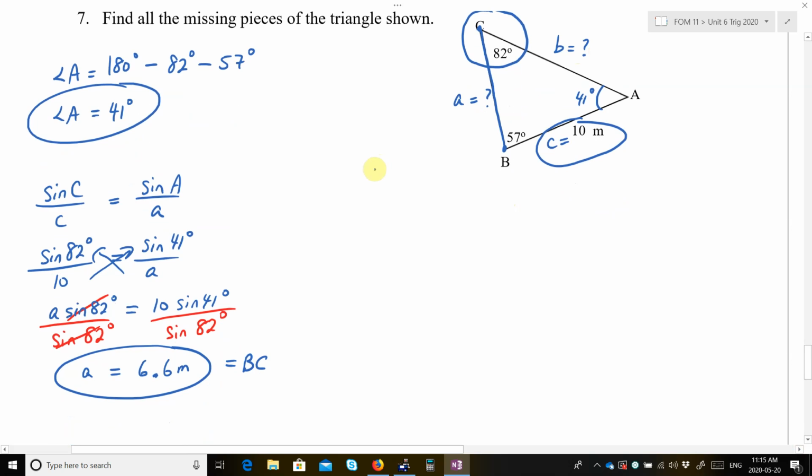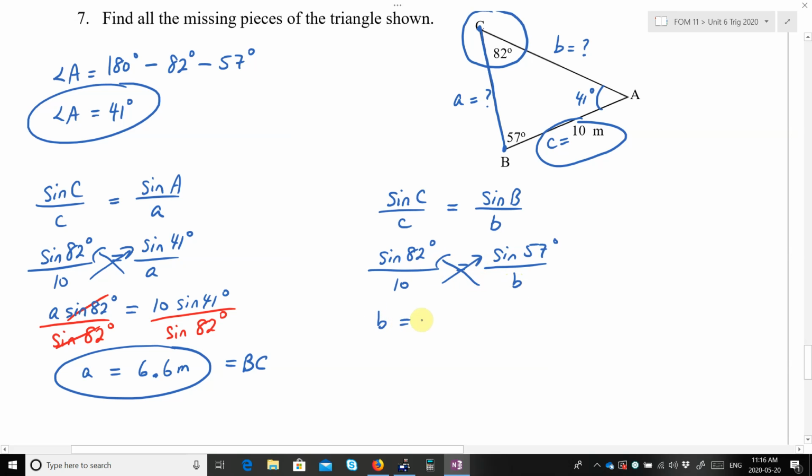All right, now let's figure out little b. So again, I would go sine C over c is equal to sine B over b. So sine of 82 degrees divided by 10 is equal to sine capital B, which is 57 degrees, divided by little b. And cross multiply and we get b sine 82 degrees is equal to 10 sine 57. And I put an extra equal sign in here for some reason.